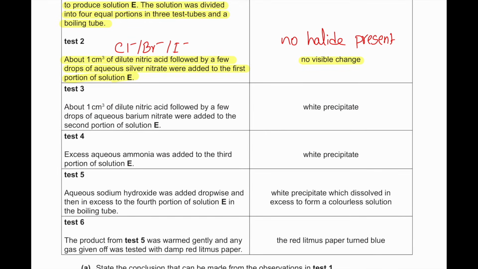Test 3. About 1 cm cube of dilute nitric acid followed by a few drops of aqueous barium nitrate were added to the second portion of solution E. So nitric acid followed by barium nitrate is a test for sulfate. White precipitate is a positive test, so sulfate present.